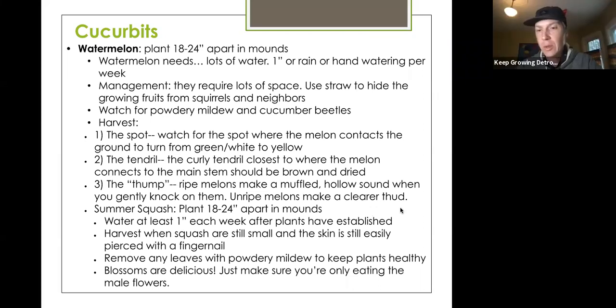A question I didn't address earlier: there was a question about one of the slides, where it said, in terms of treating the powdery mildew, why use milk or baking soda? Can you speak to those?